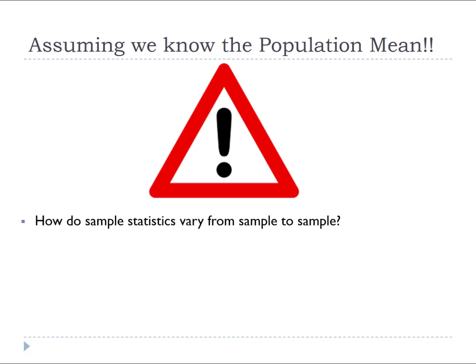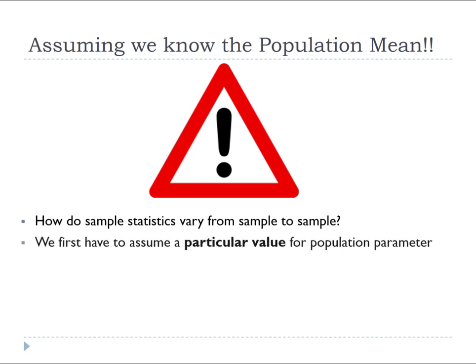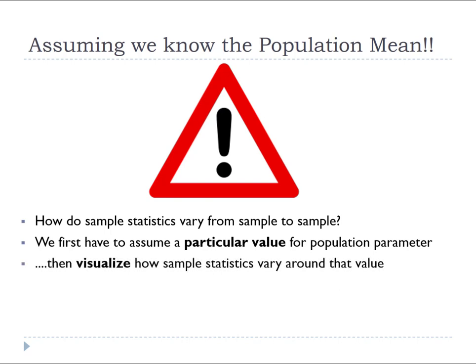The only way we can do that is by first assuming the population parameter is equal to a particular value, and then visualizing how sample statistics, based on a particular sample size, will vary around that value. We first need to ground these abstract concepts in reality by assuming a particular value for the population parameter, in this case the population mean.